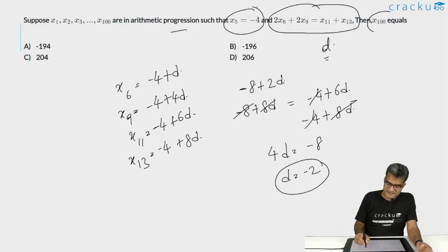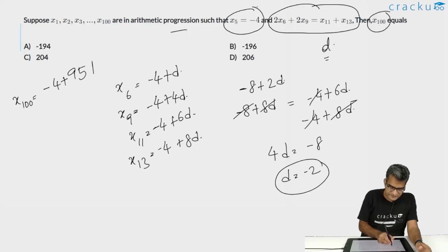Therefore the value of x100, which is equal to minus 4 plus 95d, is equal to minus 4 plus minus 190, which is equal to minus 194. So the answer for this question is option A.